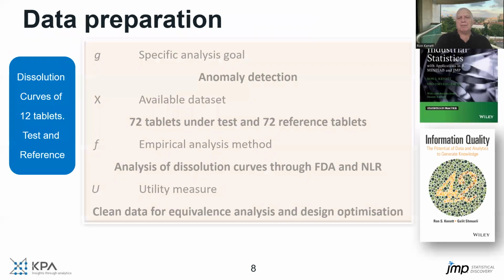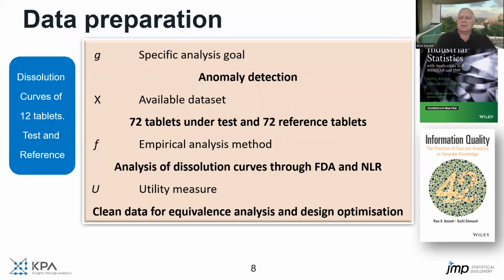So again, we have this data, 72 tablets under test and 72 reference tablets. We are in the pre-processing phase, the data preparation phase. Our goal is anomaly detection. We're going to do that with functional data analysis and nonlinear regression models. And the utility is how clean is the data for conducting equivalence tests and design optimization, which will be more what Chris will talk about.